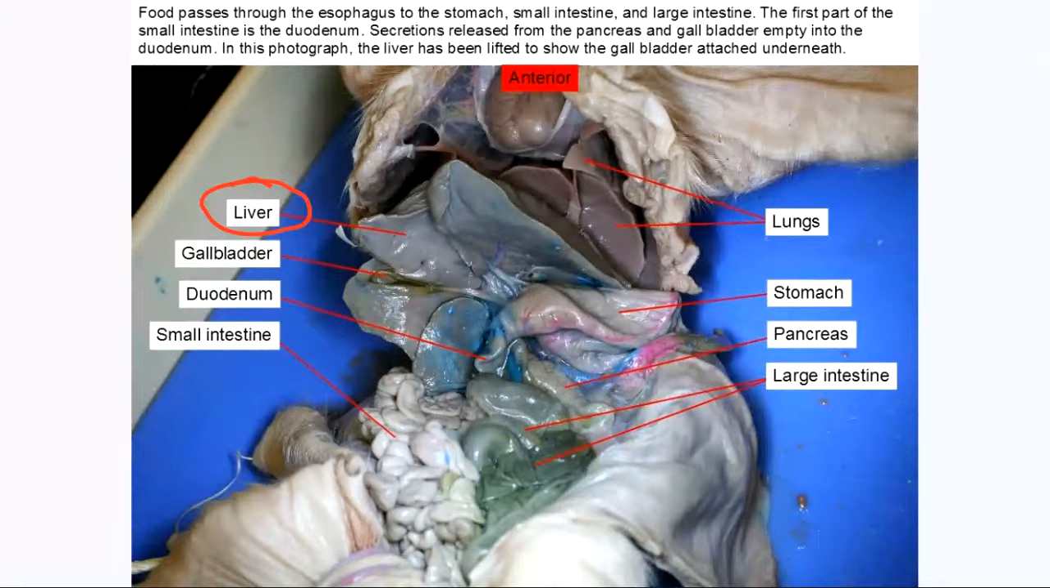And oftentimes it makes more than is necessary, and the gallbladder will store the bile and it will release the bile when it needs it right away. So the gallbladder is a little green bag-like structure. Here it is. Okay.